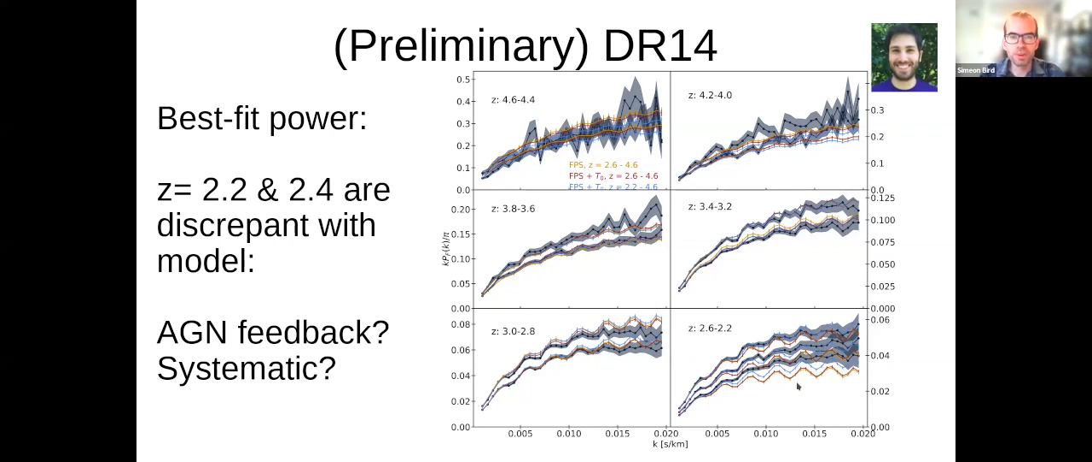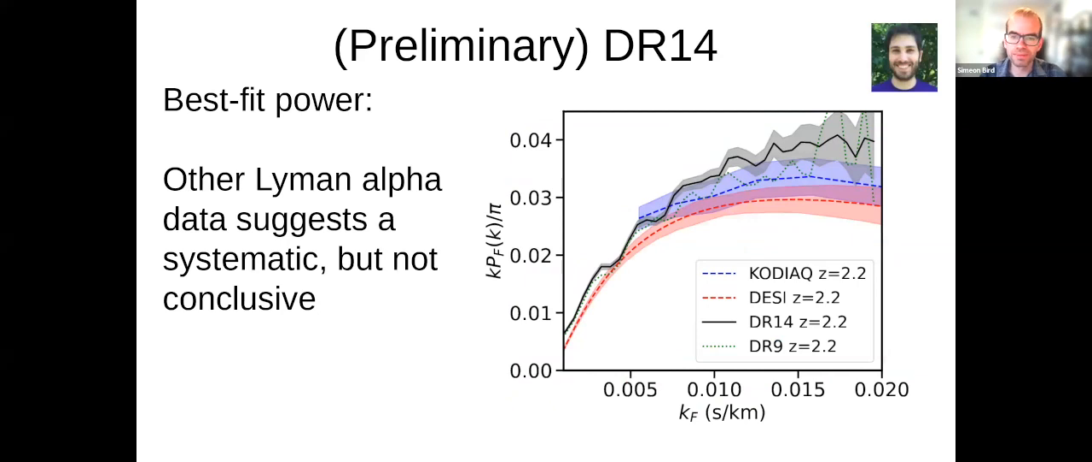So to try and figure out what's going on, we compared this bin at redshift 2.2 to other data sets, including the newly released DESI early data release flux power spectrum at redshift 2.2. And you can see that there isn't actually a lot of agreement between the various Lyman-α flux power spectra at this redshift. At higher redshift, the agreement is much better, but at lower redshift, they're a little bit discrepant at a couple sigma level. And this is not conclusive that there is a systematic in eBOSS. I want to emphasize that.